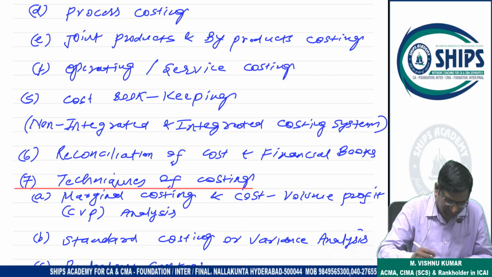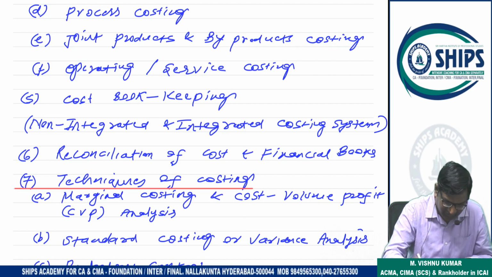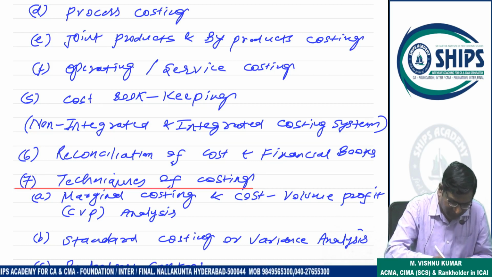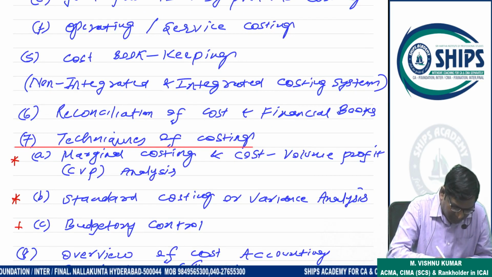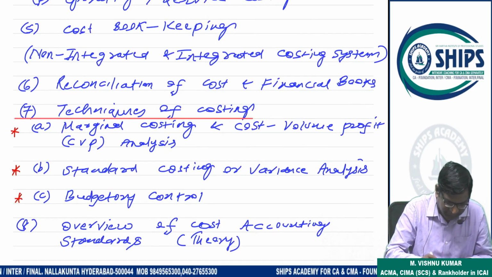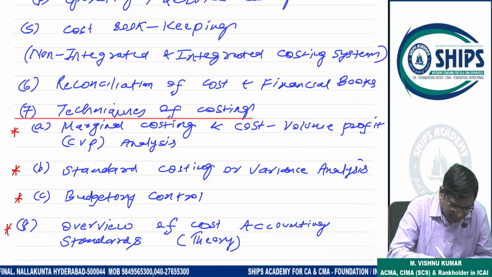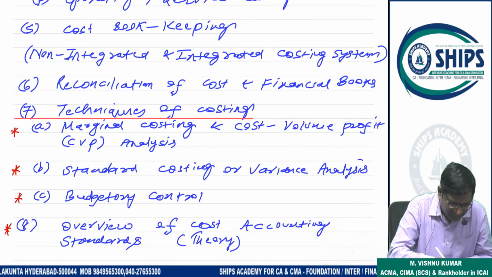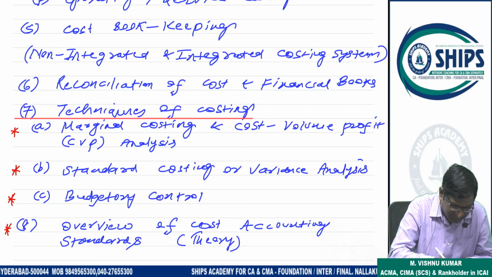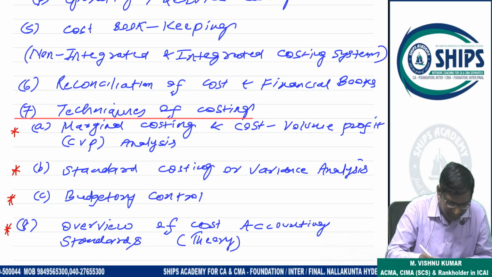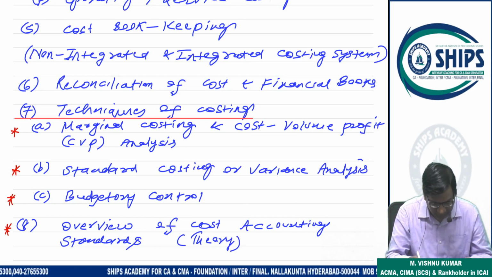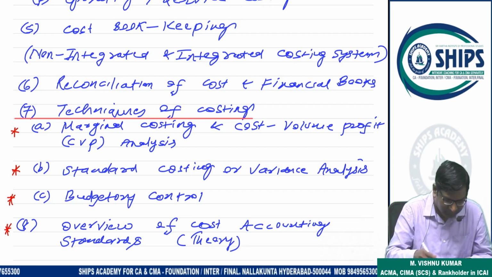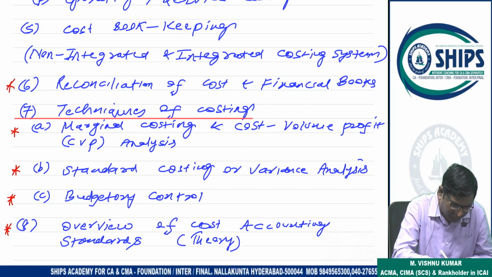Now, from the examination point of view, which topics are 100% compulsory? So, marginal costing is a compulsory chapter, standard costing is a compulsory chapter, budgetary control is a compulsory chapter, cost accounting standard is a compulsory chapter. These are compulsory chapters. And apart from this, reconciliation also, questions frequently come from this.